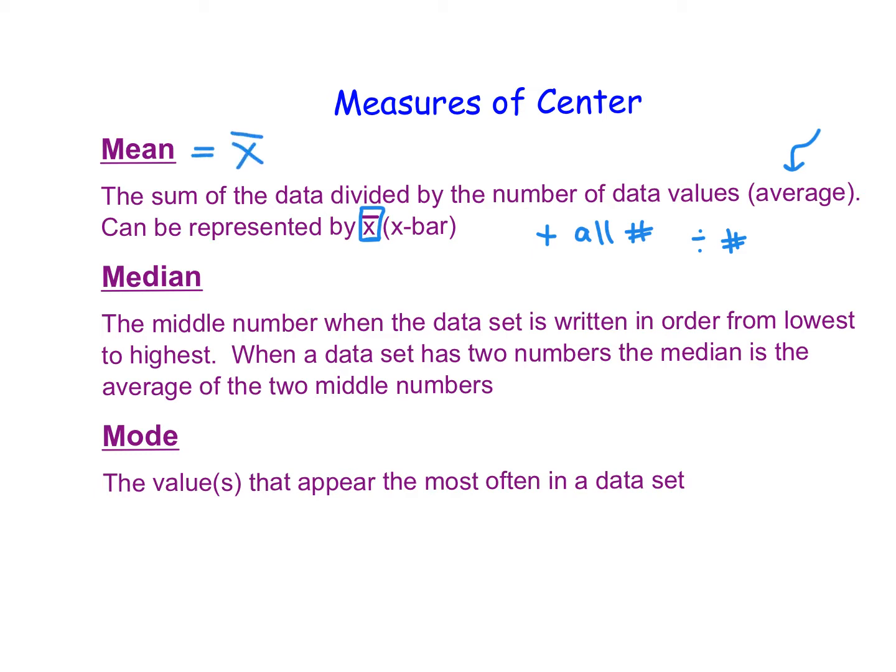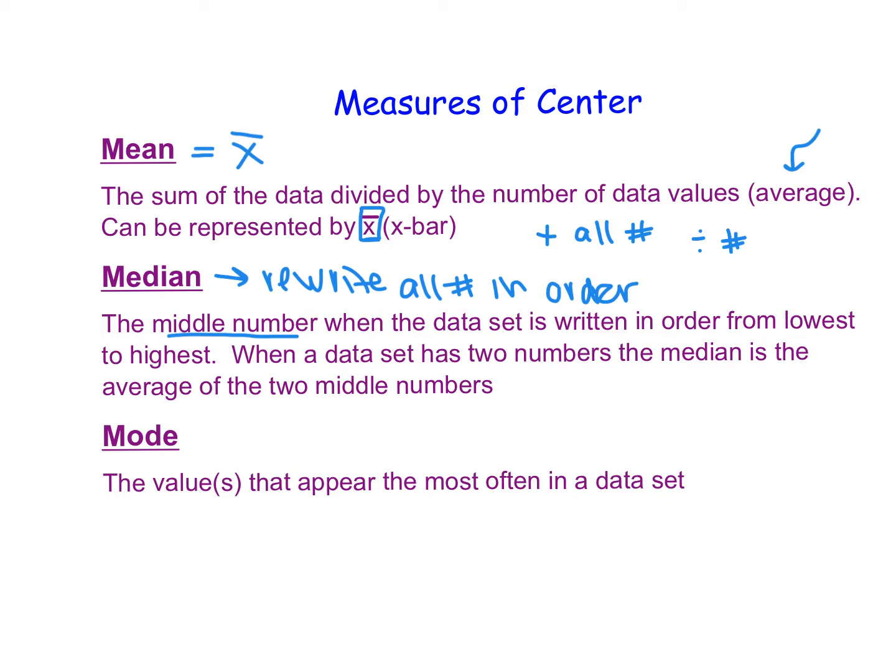The median is the middle number of the data set when the data is written from lowest to highest. So when you're finding the median, you're going to rewrite all the numbers in order. And then you're going to look at it and find the number that is in the exact middle. If you have an even number of numbers, then you're going to find the two numbers in the middle and find the average of those two numbers.